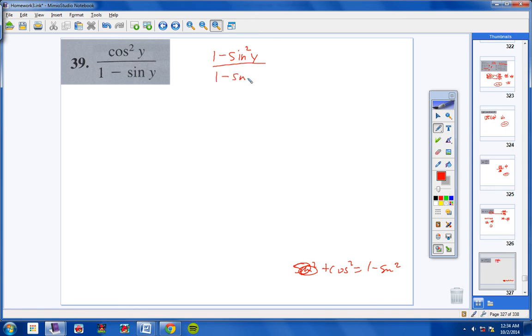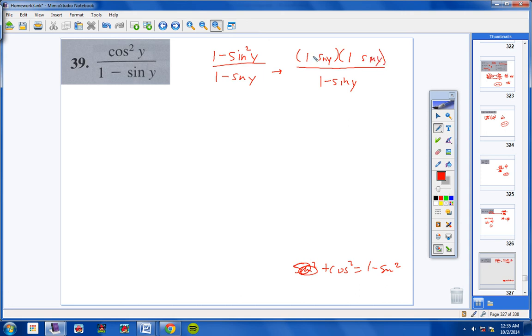Now, the reason I did that is, see your numerator here? I can factor that. You can, Mr. Earhart? Yeah, look. I have perfect squares. I know the square root of 1, and I know the square root of sine squared. So I can factor the numerator like this. The square root of 1 is 1 and 1. The square root of sine squared is sine.